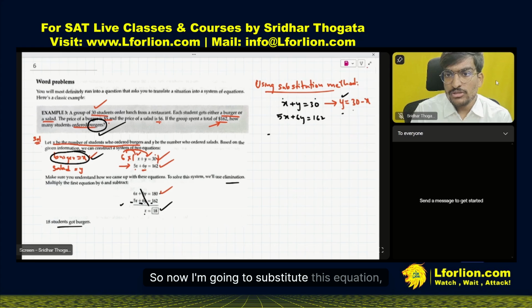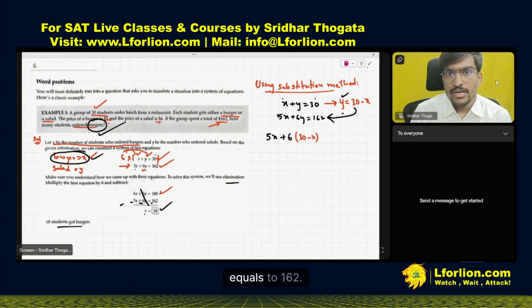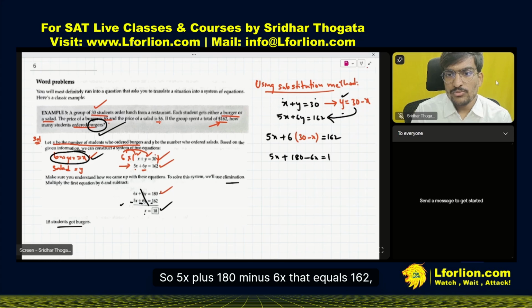So now I'm going to substitute this equation. The y value we got, into the second equation: 5x plus 6 into y value, which is 30 minus x, equals 162. So 5x plus 180 minus 6x equals 162. 5x and this 6x, that's going to be negative x. 180 minus x equals 162.